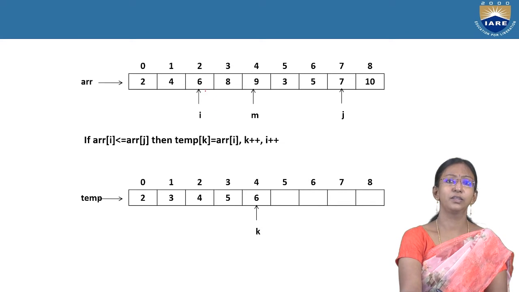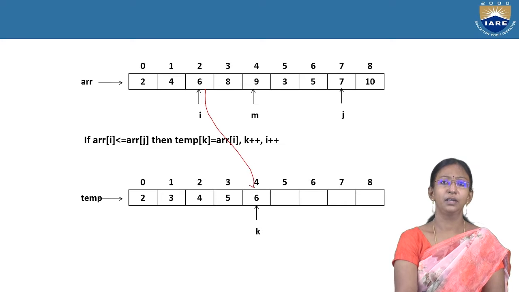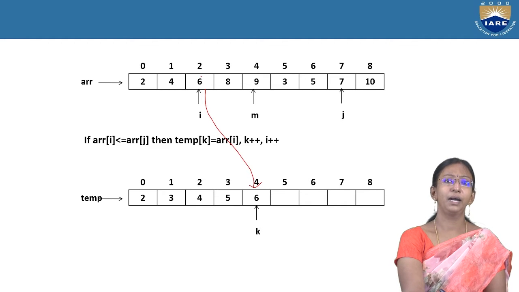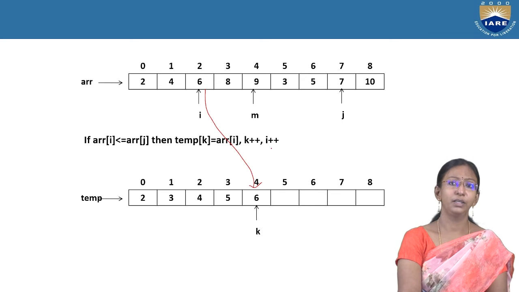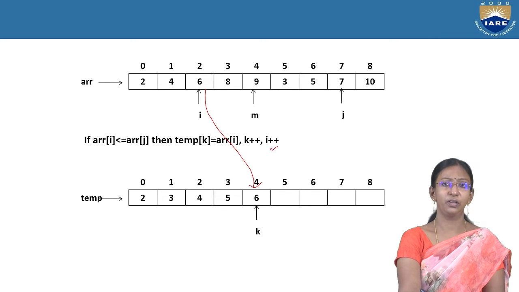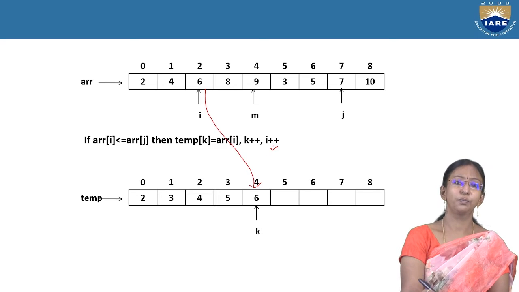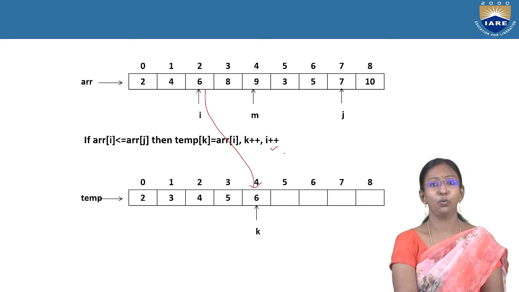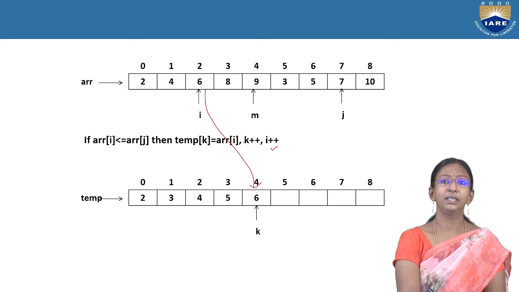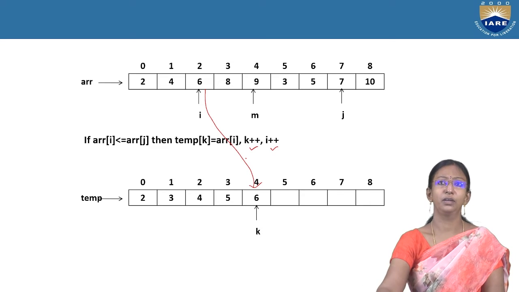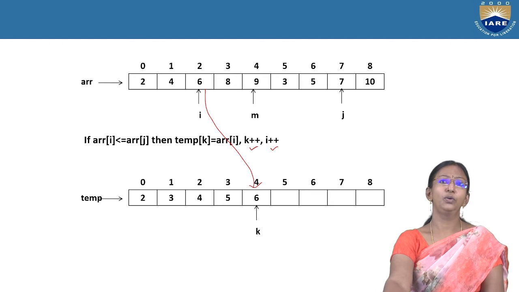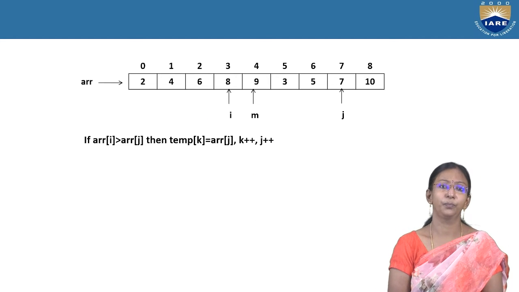Okay, as 6 has been copied to temporary, the element pointed by i is used. So let i point to the next element, which is 8. As the vacant space pointed by k is already used, increment k also to point to the next empty location. So the new look will be like this.